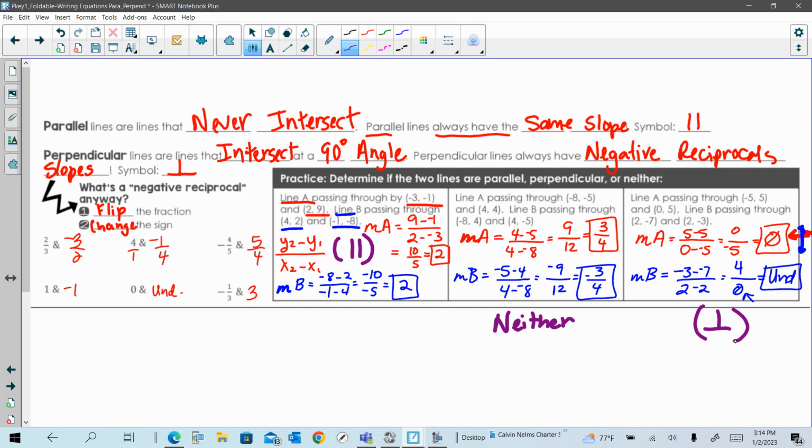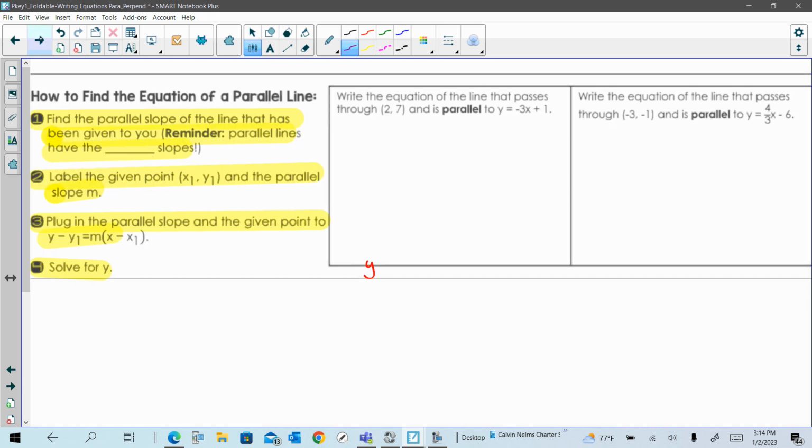Okay. So we're going to take this skill and now write equations for parallel and perpendicular lines. So on your next section here, make sure you have memorized these 4 steps. They're pretty much the same whether you're trying to determine parallel or perpendicular. First, if it's parallel, you need to find the parallel slope, which means we're looking for the same slope.